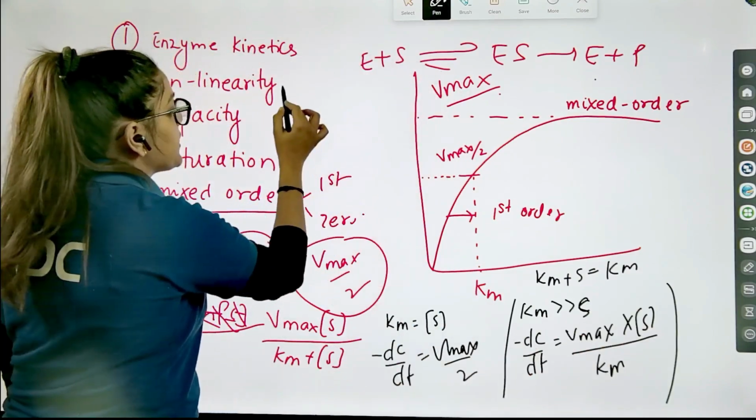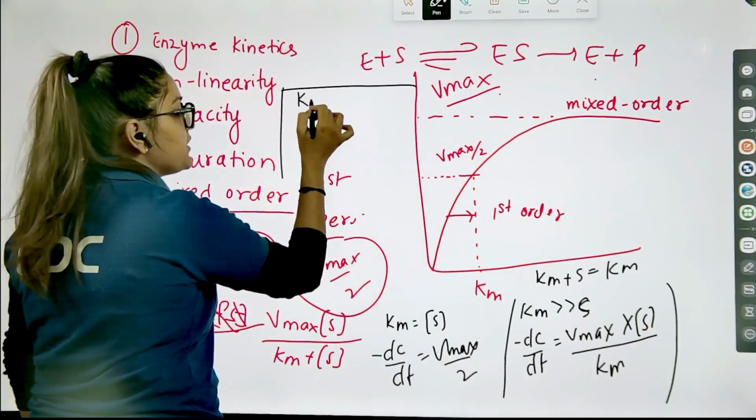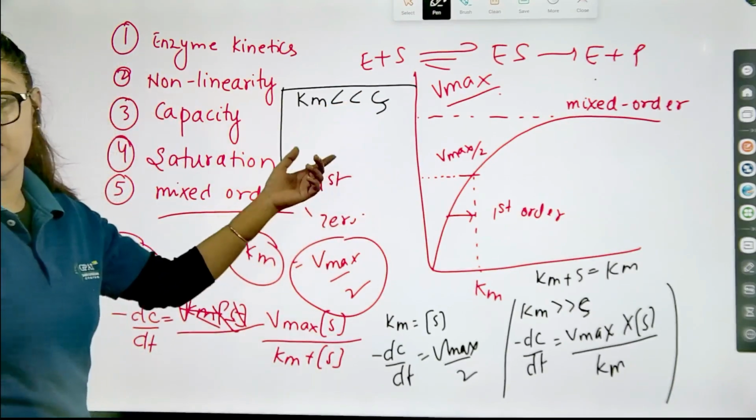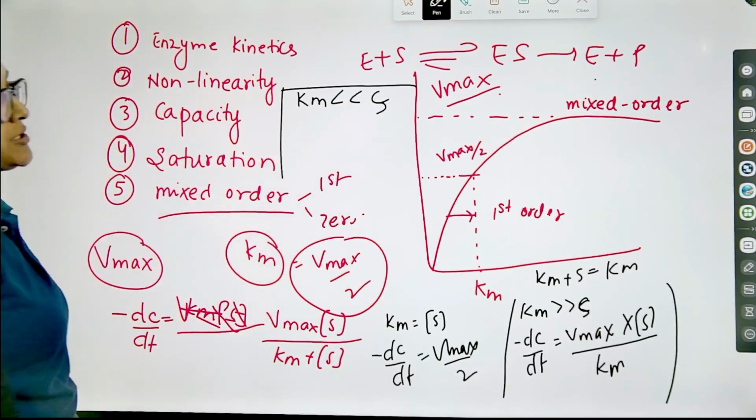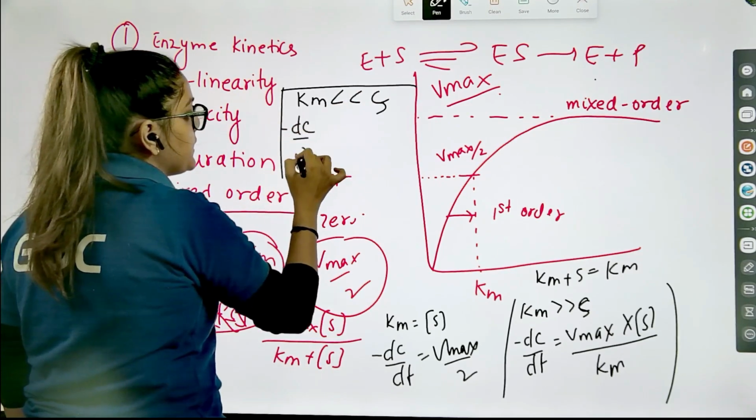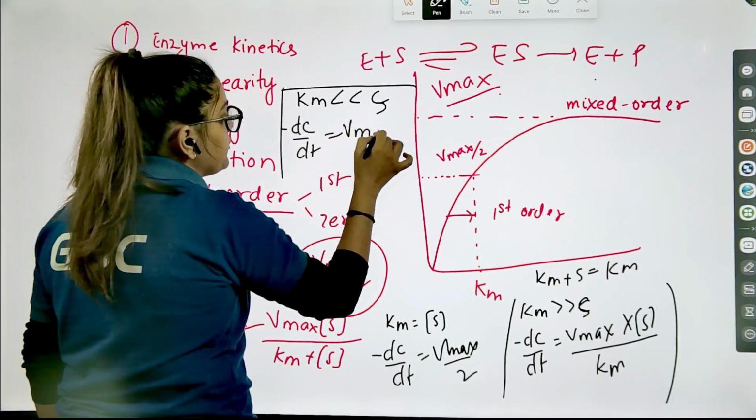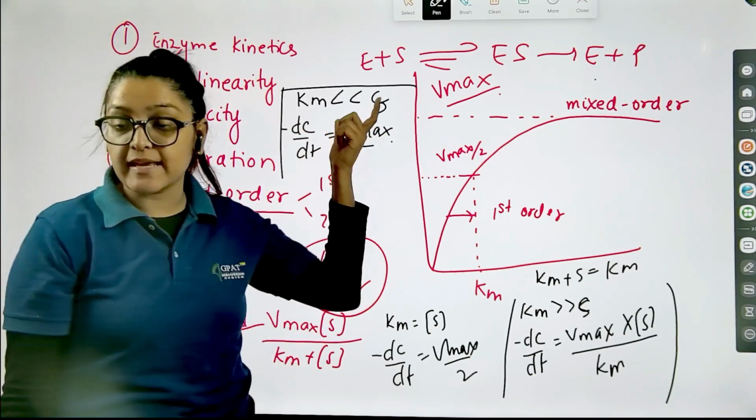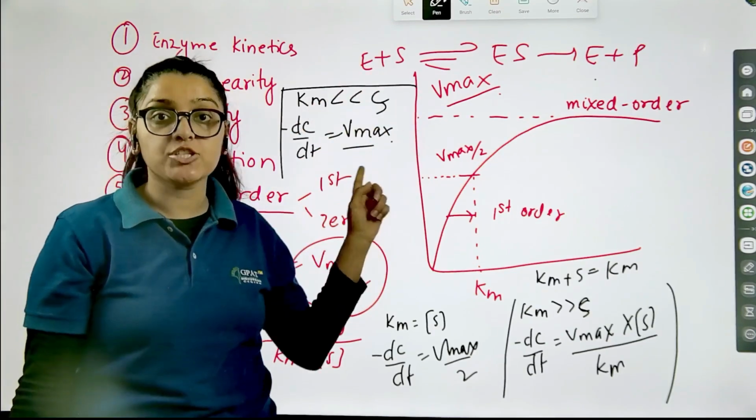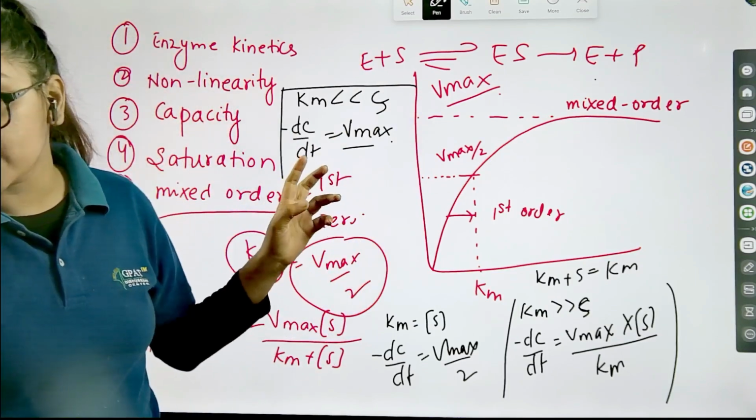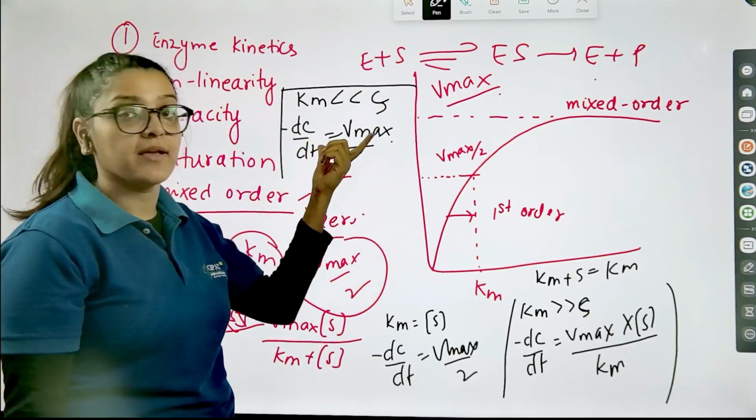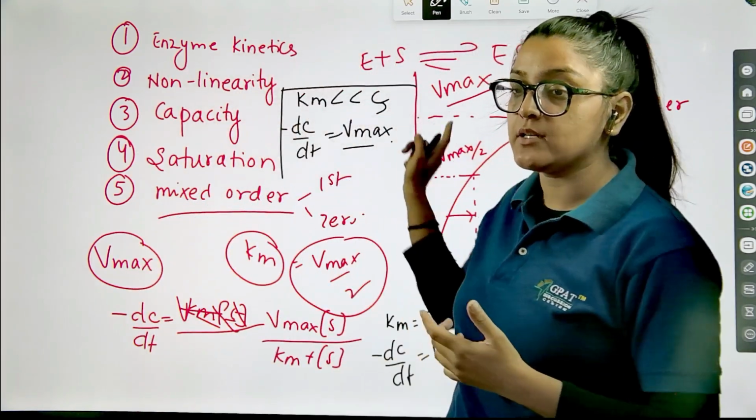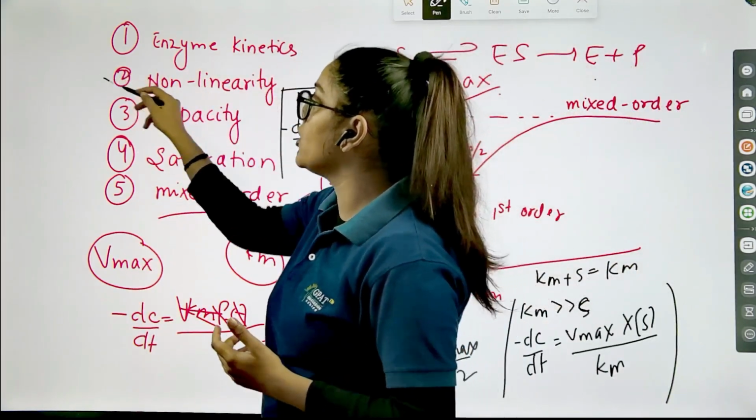In the third scenario, the Km will be less than the substrate concentration. So minus dC by dt will be equal to Vmax, which is the maximum reaction rate. This explains that at a high concentration of substrate or drug, your reaction rate will be Vmax. Very important. You can already see from the equations that this equation explains your non-linearity.